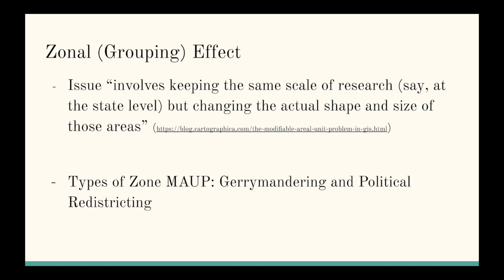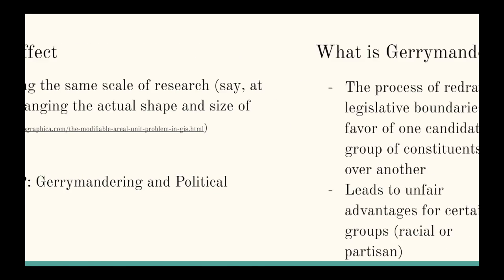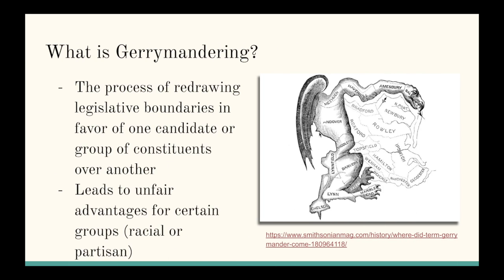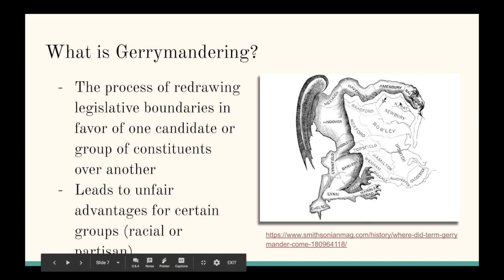And there are two types of zonal MAUP that are really popular, gerrymandering and political redistricting. So what is gerrymandering? It is the process of redrawing legislative boundaries in favor of one candidate or group over another group. And it leads to unfair advantages for certain groups, racial or partisan, and it results in really weird looking lines occasionally like this. It looks like a salamander, as in the name.